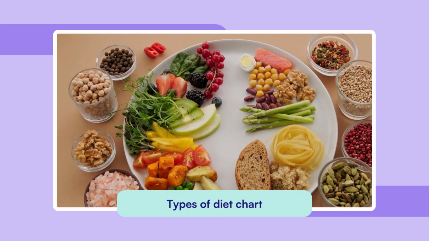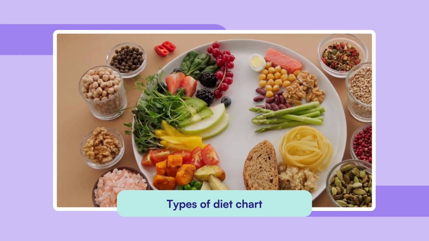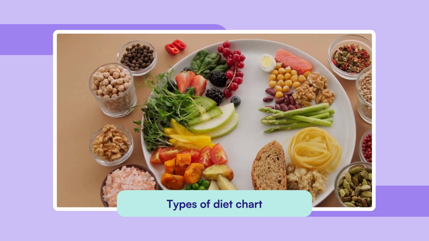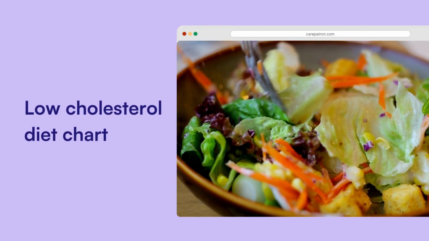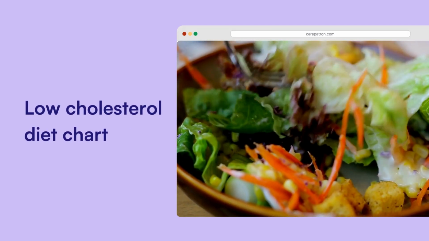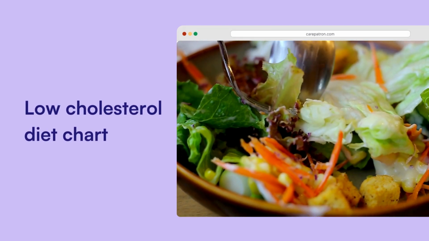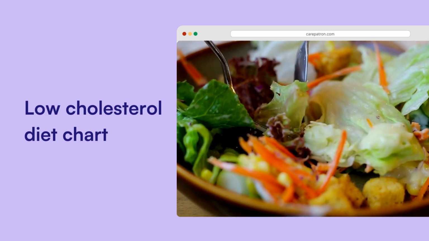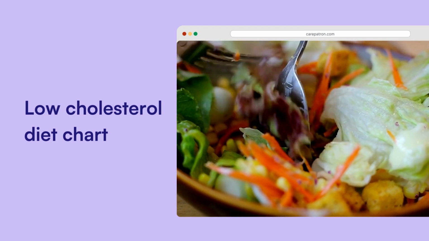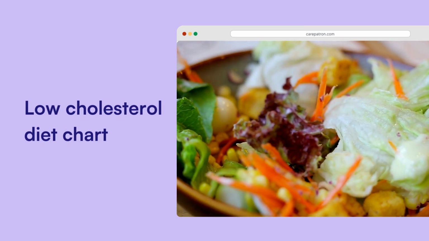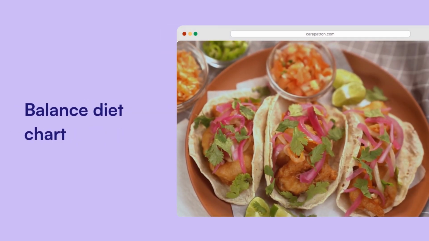At Carepatron, we have resources for multiple diet food lists. Examples include Low Cholesterol Diet Chart. A low cholesterol diet chart is a structured meal plan designed to help individuals reduce their cholesterol intake and maintain optimal heart health. Its primary objective is to guide users in selecting foods that are low in saturated fats, trans fats, and dietary cholesterol while promoting the intake of heart-healthy nutrients.